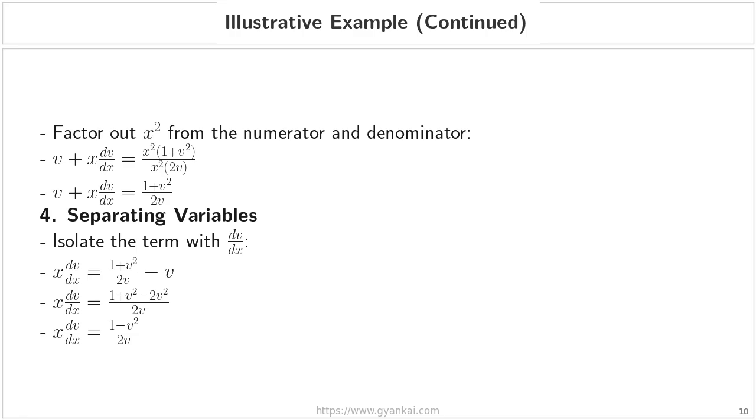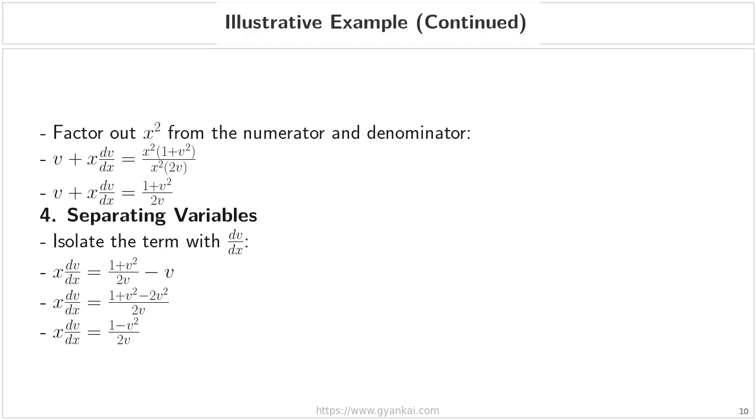Our goal here is to get all the v terms on one side and all the x terms on the other. To start, let's isolate the term containing dv by dx. We'll do this by subtracting v from both sides of the equation. To combine these, we need a common denominator, so we rewrite v as 2v squared over 2v. This gives us x dv by dx equals 1 plus v squared minus 2v squared, all over 2v. When we simplify the numerator, 1 minus v squared, we get x dv by dx equals 1 minus v squared, all over 2v.